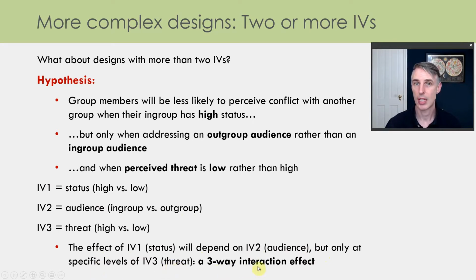So what that's suggesting analytically is we need to test the three-way interaction between the variables. Does the effect of our first IV depend on our second IV, audience, and in turn, is that only happening at levels of the third independent variable?